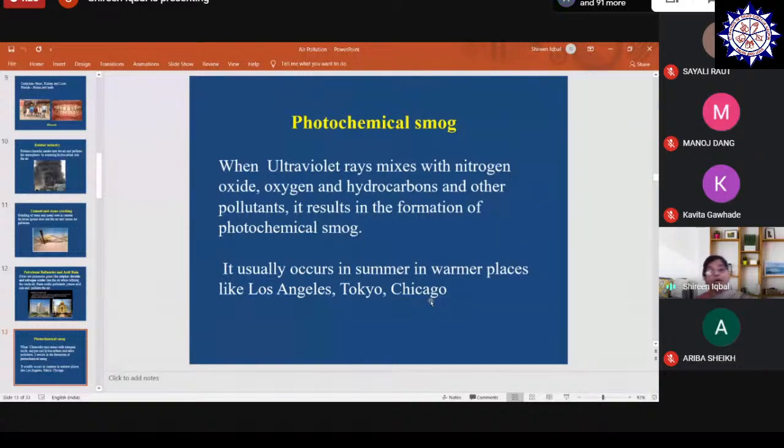क्या होता है, जब ये नाइट्रोजन ऑक्साइड, ऑक्सीजन और हाइड्रोकार्बन्स जब ये अल्ट्रावायलेट रेज से सन से जब आते हैं और इनके साथ ये मिक्स हो जाते हैं तो it forms the photochemical smog, and it usually occurs during summer season when the sun is at its peak. And in the warmer places, you will find this photochemical smog like Los Angeles, Tokyo, and Chicago.